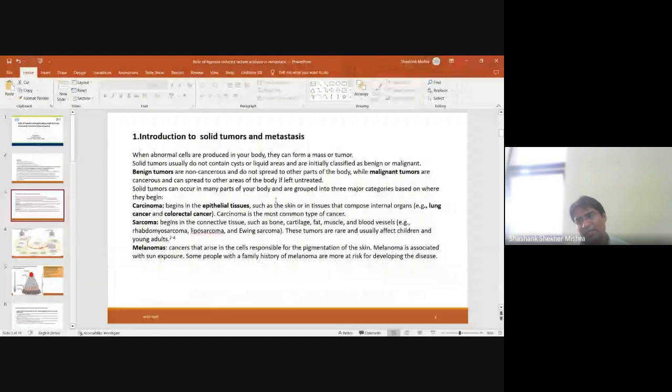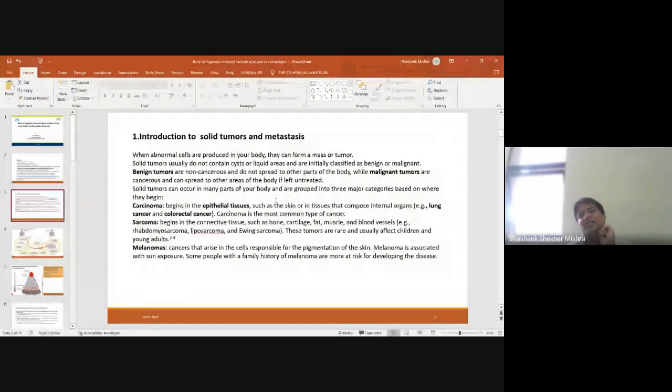Solid tumors, as we know, in cancer, what happens? Cancer is produced in any part of the body when abnormal cells grow in an abnormal way and produce a mass or a tumor. Solid tumors usually are different from liquid tumors, which contain liquids like cysts, but solid tumors contain hardest tissue. They do not contain any cyst or liquid, as in an ovarian cyst you have heard about. Solid tumors generally develop in the epithelial tissues and they can be classified into benign and malignant tumors.